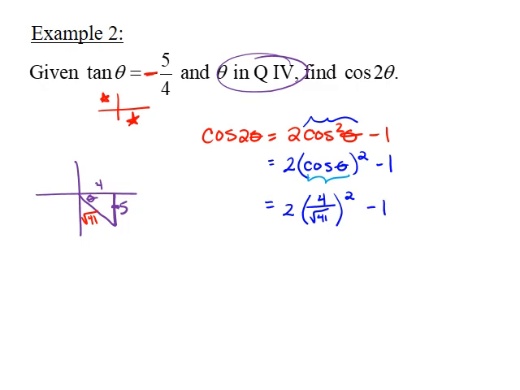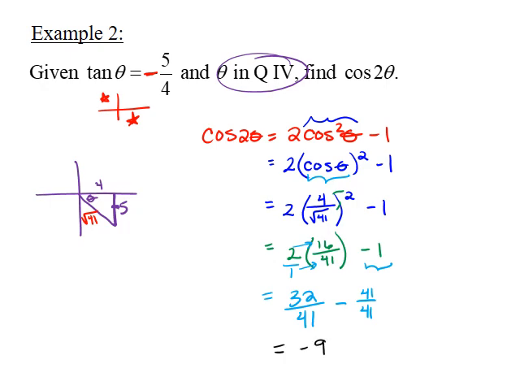I'm not going to rationalize this denominator because if I square this, I square the top and square the bottom, and I end up with 2 times 16 over 41 minus 1. So I can put the 2 over 1, multiply across the top and across the bottom. This gives me 32 over 41. I'm going to rewrite 1 with a denominator of 41: 1 can be written as 41 over 41. When I subtract this, I end up with -9 over 41.